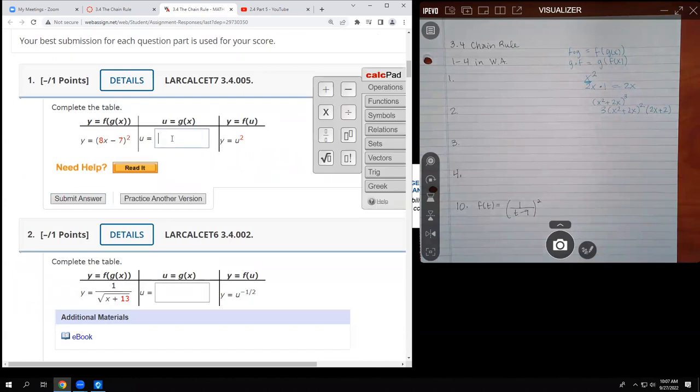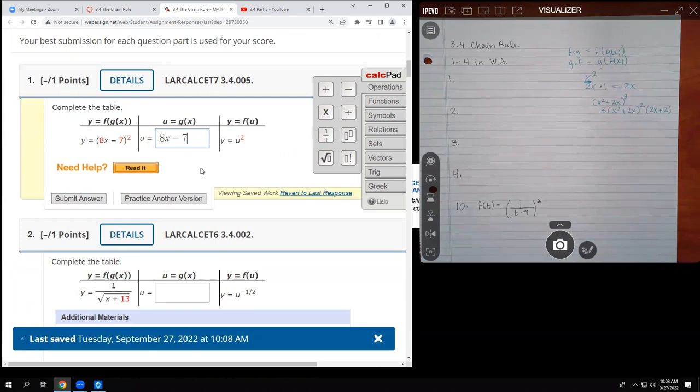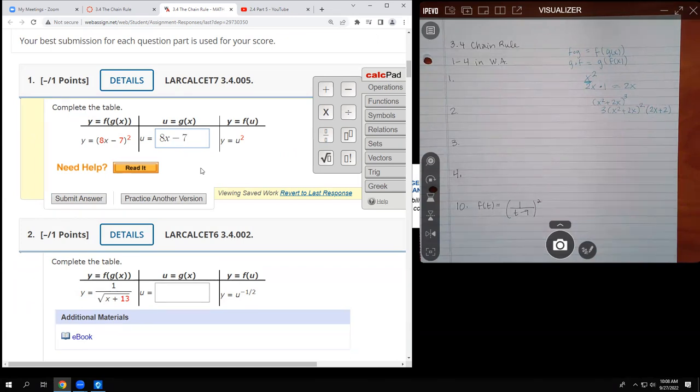What is it that's being squared in this specific problem? So 8x minus 7 is your inside function. So you basically apply whatever rule goes with this outside guy. You apply the power rule to this. So you bring down the 2, you rewrite the u, and then you put the power by 1. But that base is not supposed to be the u, that base is supposed to be the 8x minus 7. And then because of the chain rule, you actually have to multiply by the derivative of that 8x minus 7.